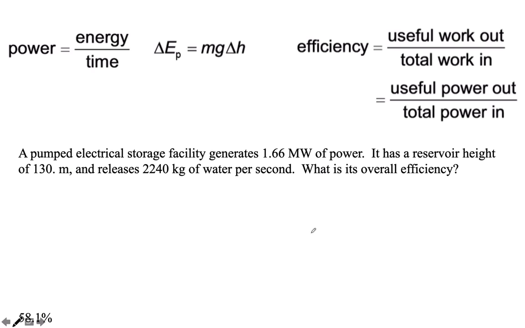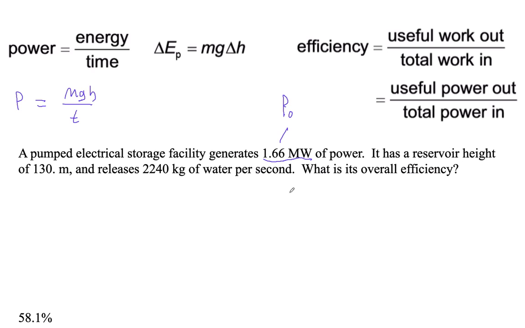A pumped electrical storage facility generates 1.66 megawatts of power. So that's our output, right? Power output is 1.66 megawatts. Let's figure out the power input. Well, the power input is going to be our mgh divided by time, right?